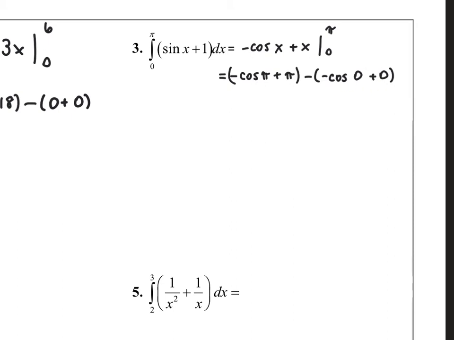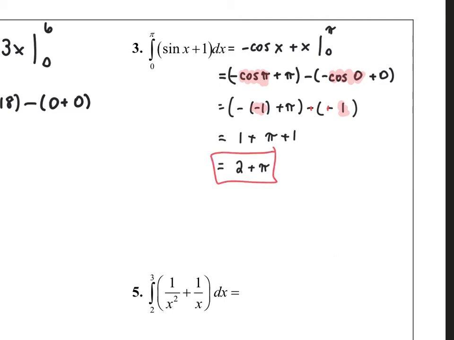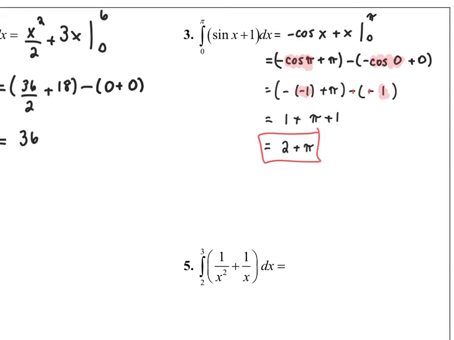All I have left now is to evaluate. I have to evaluate what cosine pi is and cosine 0. The value of cosine pi is negative 1, and the value of cosine 0 is a positive 1. And just evaluating things, my back-to-back negatives go positive, and I simplify and I get an answer of 2 plus pi. On to question number 4.